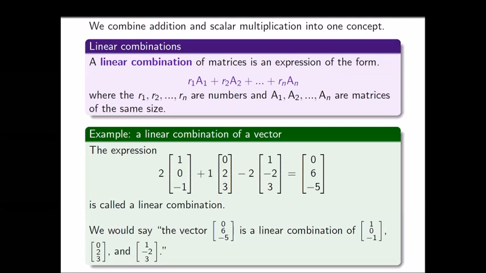For example, if we have these three vectors (1, 0, -1), (0, 2, 3), and (1, -2, 3), then 2 times the first vector, 1 times the second vector, and -2 times the third vector is (0, 6, -5). So what we say is that (0, 6, -5) is a linear combination of (1, 0, -1), (0, 2, 3), and (1, -2, 3).